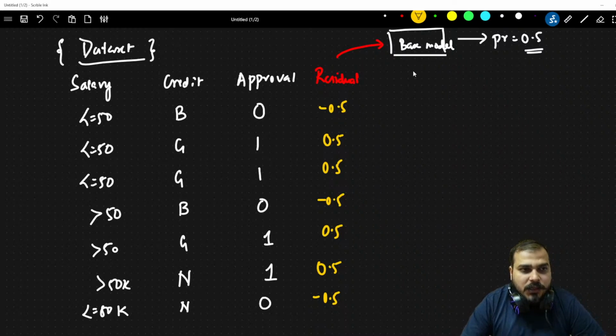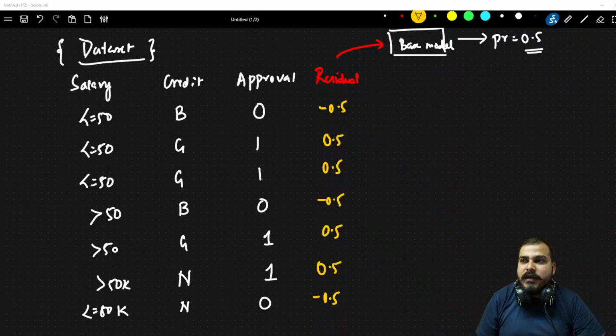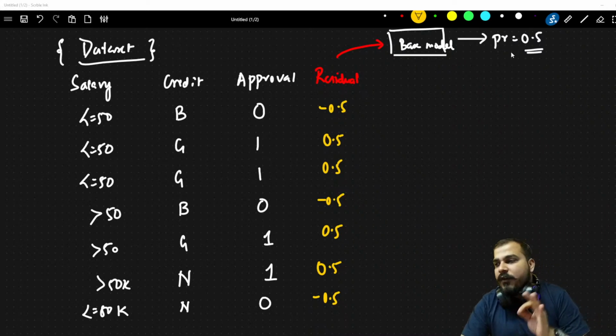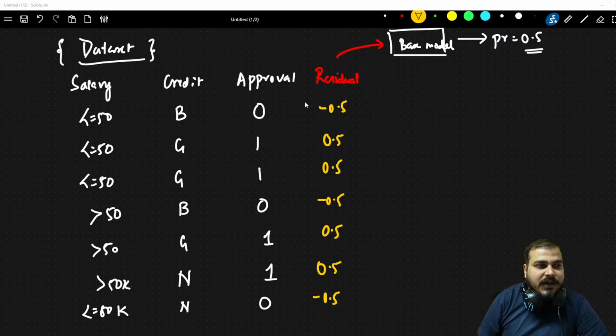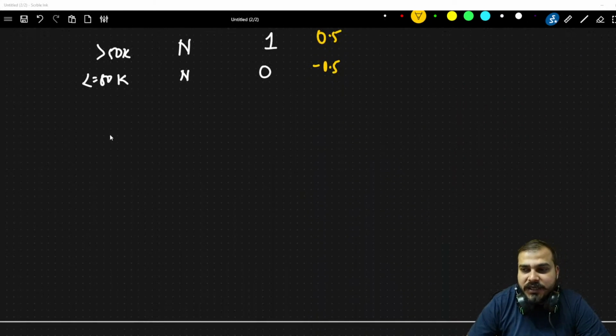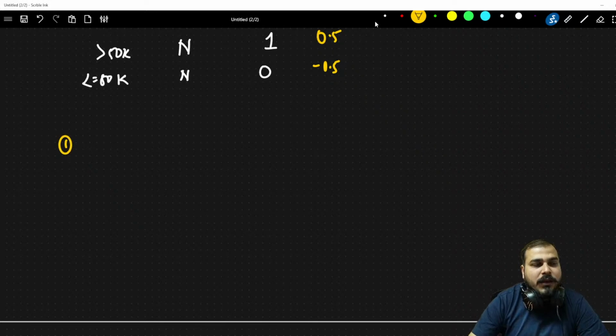Now, the first step, I hope everybody has understood, is that we have to create a base model. This base model is very important because we have to create all the decision trees in a sequential manner. The first sequential base tree is also a decision tree kind of thing you can consider, but this is a base model which takes any inputs and by default gives the probability as 0.5.